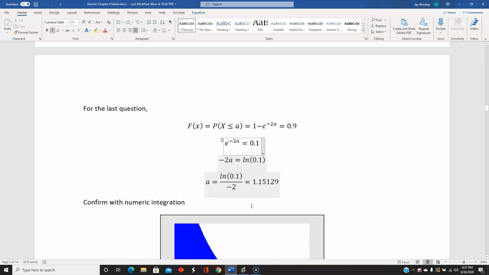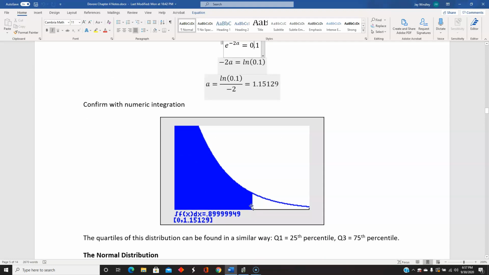We can also confirm that using integration on the calculator, confirm that the integral from 0 to 1.15 is in fact 90%. Very key point I wanted to bring up, you can also use this to find the quartiles, because quartile 1 is the 25th percentile and quartile 3 is just the 75th percentile. So you can use this method to find the quartiles of the exponential distribution.